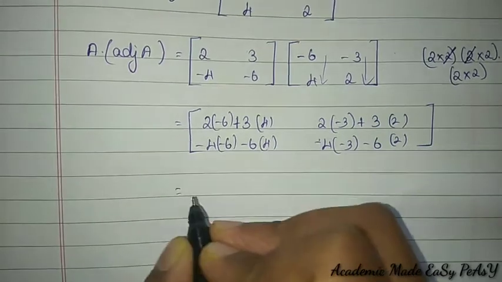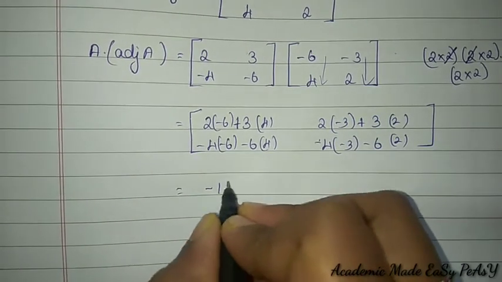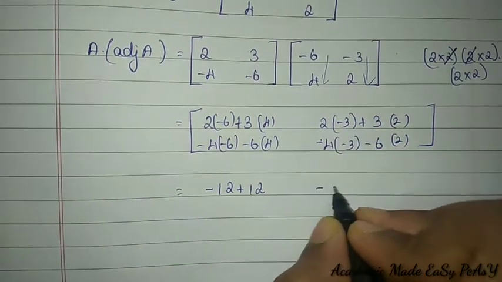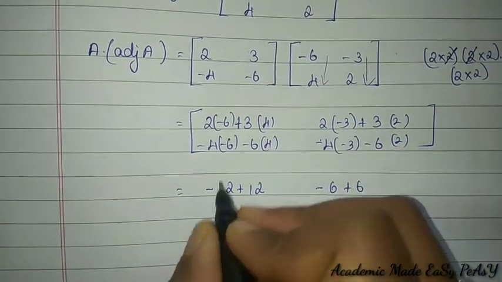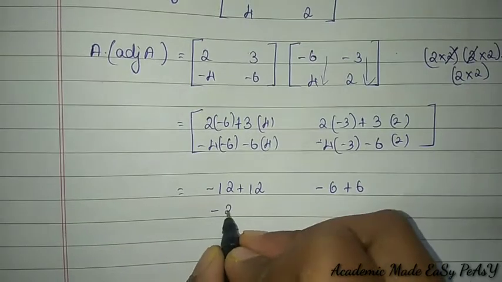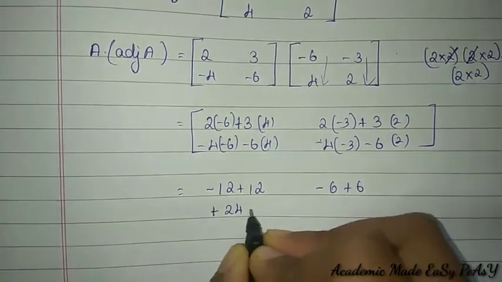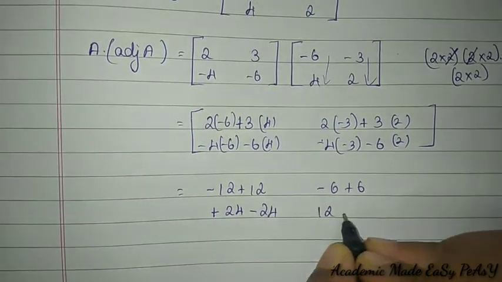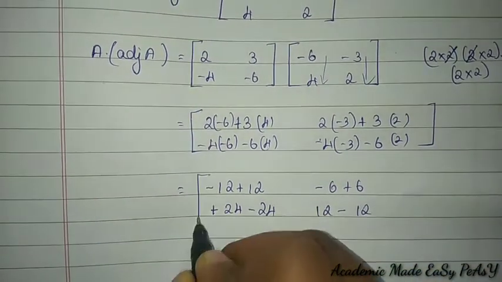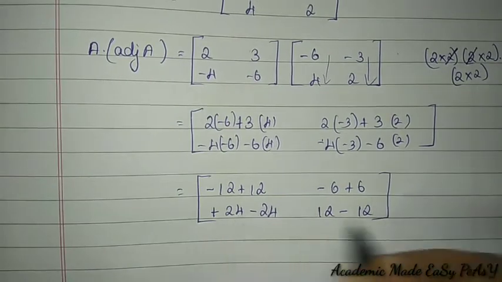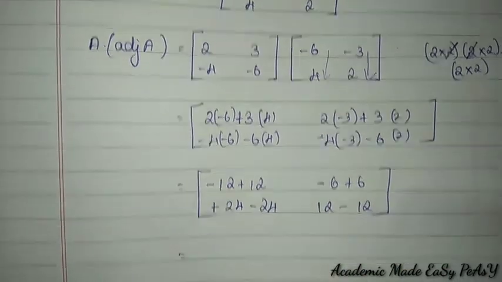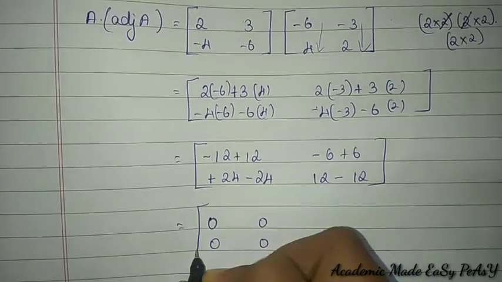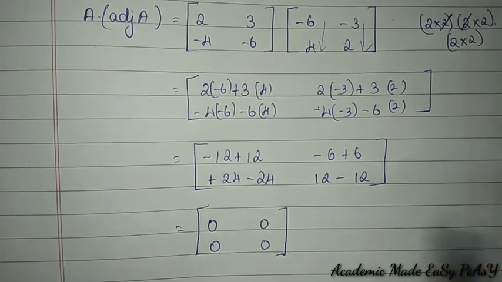Now I will be doing the calculation. Minus 12 plus 12, and here minus 6 plus 6, then plus 24 minus 24, minus into minus is plus, so 12 minus 12. So what is this matrix? Everything is zero. So I will have a zero matrix. This is my answer for A into adjoint A.